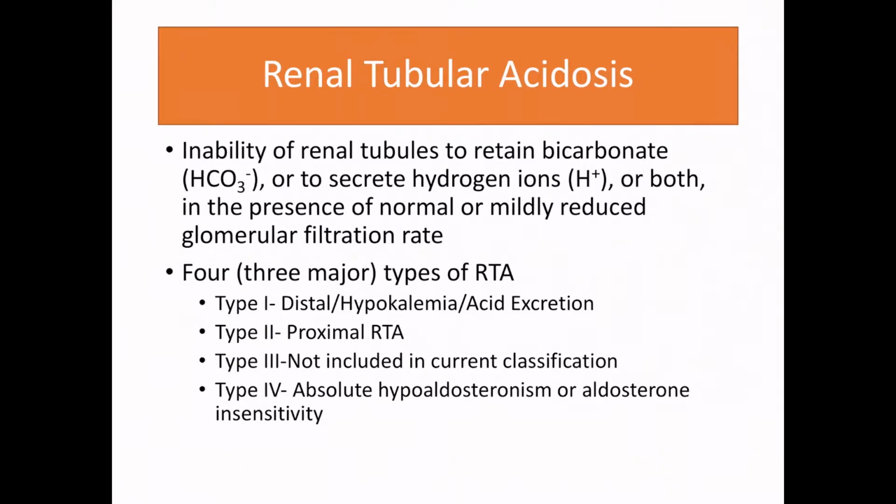So renal tubular acidosis is the inability of renal tubules to retain bicarbonate or to secrete hydrogen ions. It can be both, but usually it's in the setting of somebody who does not have reduced GFR or may have only mildly reduced GFR. You will see that there are 4 different types, but we're really only going to talk about the 3 major types today, which would be 1, 2, and 4. So let's start out with type 1.